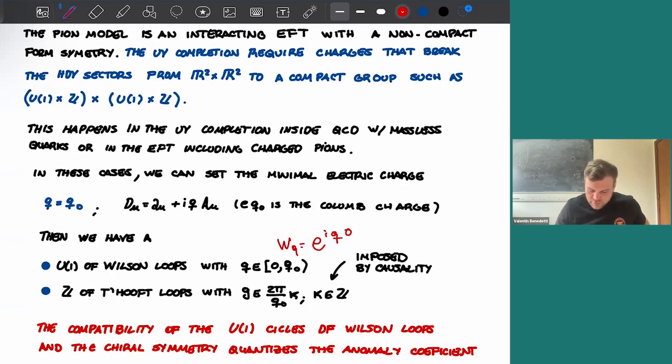Q is a Q phi F. So this charge Q of the Wilson loops is restricted to take values between 0 and Q0. And the 't Hooft loops, because of the cohomology requirements, have to take charges of the form 2 pi over Q times K, with K being some integer. So this group of Wilson and 't Hooft loops is essentially the one I was talking about before.